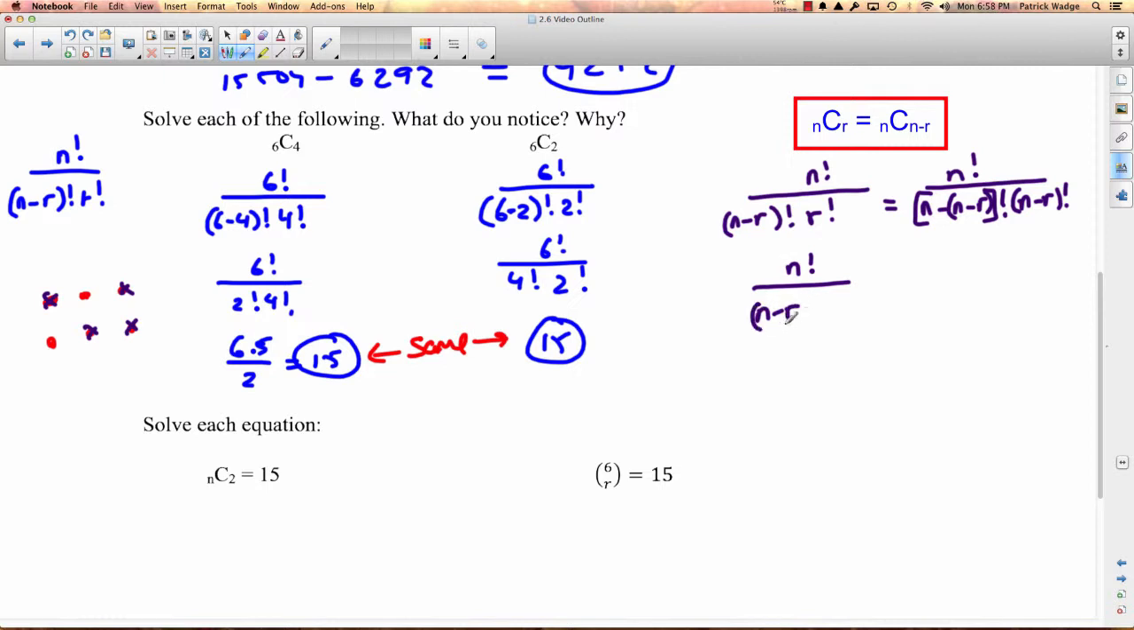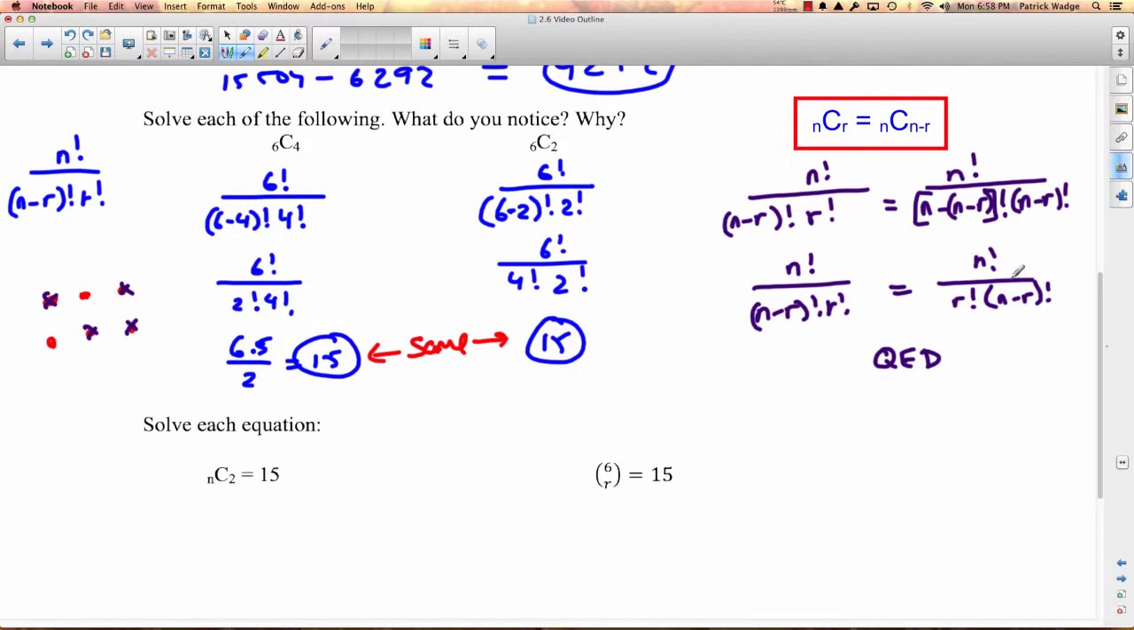This one just stays the same. This one, right here, n take away n. Well, n take away n is nothing, so that's gone. And then we have take away negative r. Take away negative is equal to positive r, so you're left with r factorial. And then this one just stays the same, n minus r factorial. You see how they're exactly the same thing? The only thing that's different is order, and when you multiply, order doesn't matter. I've proven it. Q.E.D.